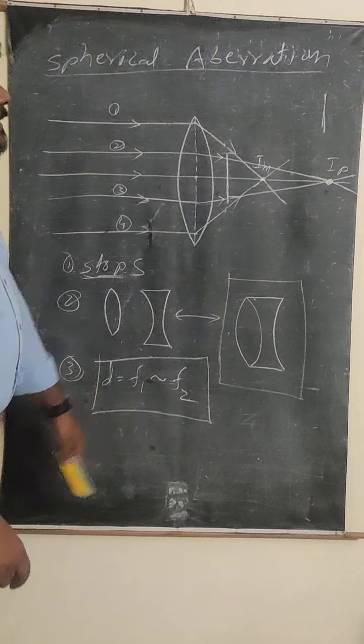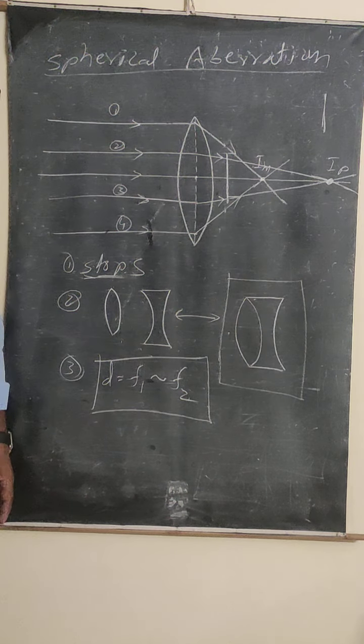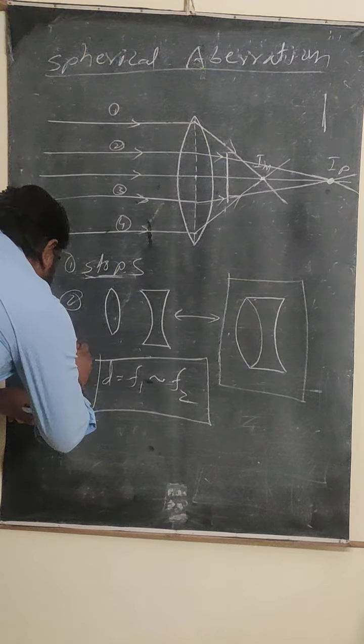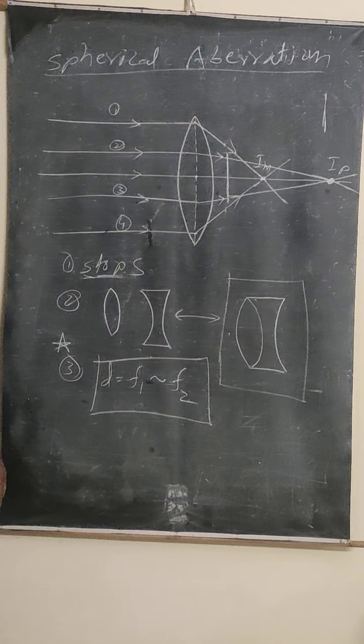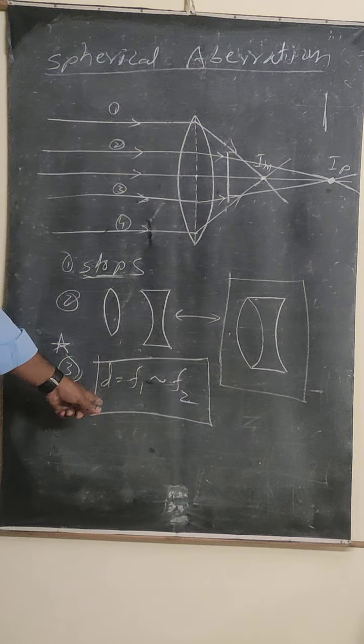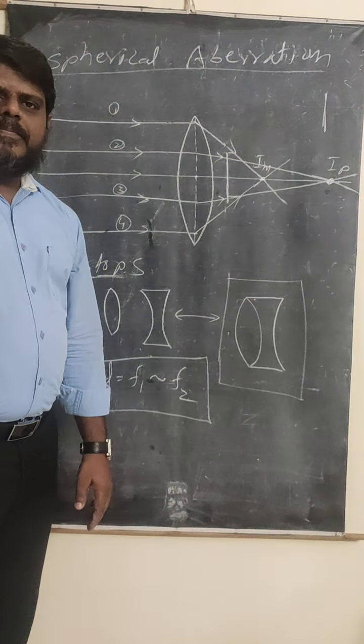Okay, so this is the spherical aberration and its elimination methods. Out of them, in the problems, you need to remember this formula. Okay, this method you need to remember. What is the formula I will be using here? d equals f1 minus f2.